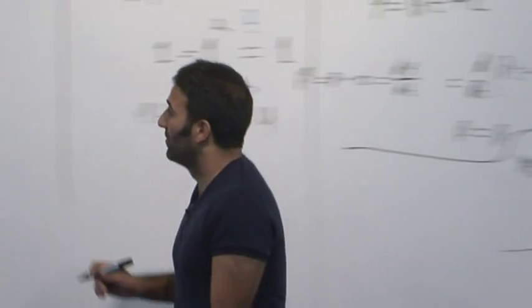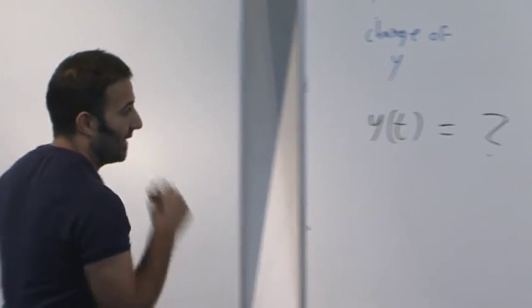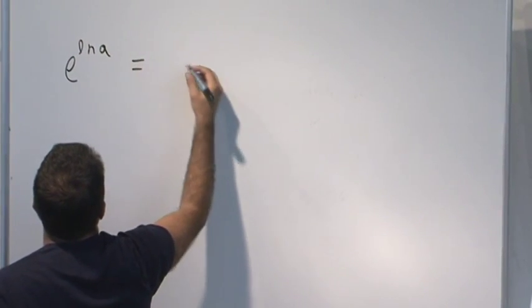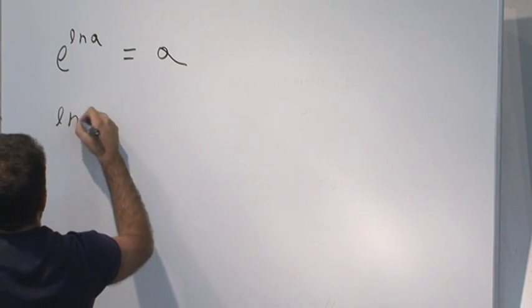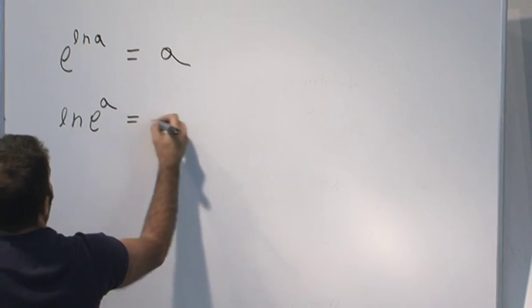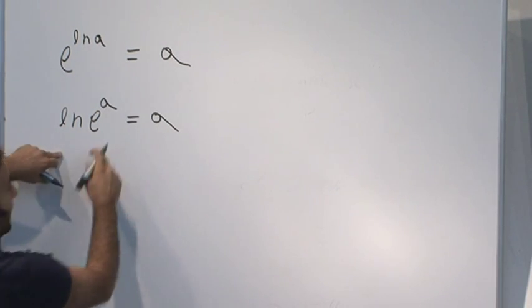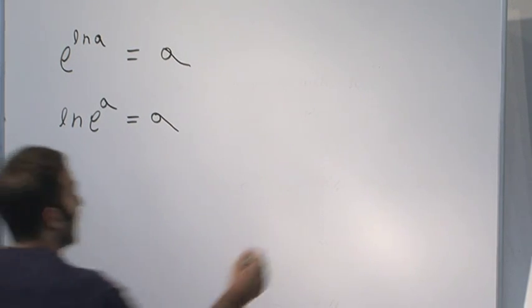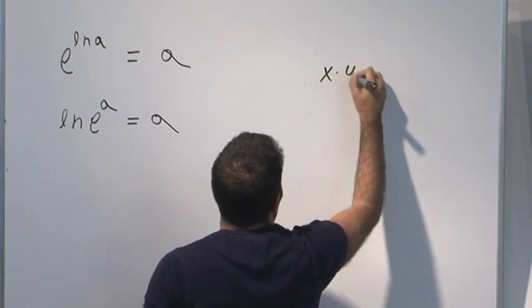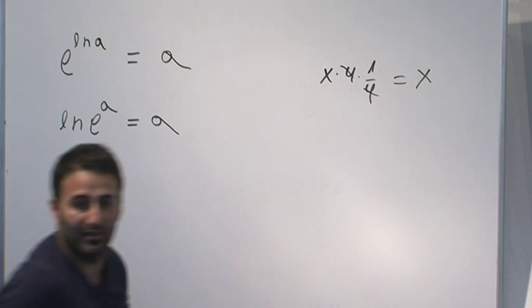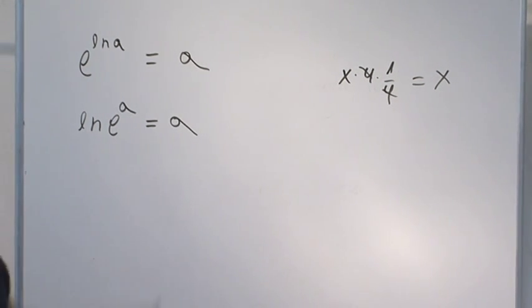Let me remind you of two mathematical rules that we need here and some other things that we will need soon. e to the power of ln A equals A. Ln of e to the power of A also equals A, which means whatever I have here will go there. Ln and e cancel each other. It's like multiplying x times 4 and times 1 over 4. They just cancel each other and equal x.